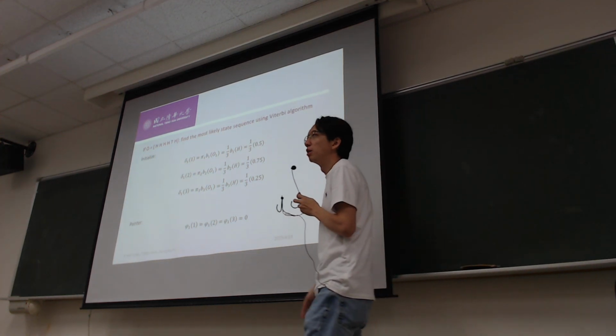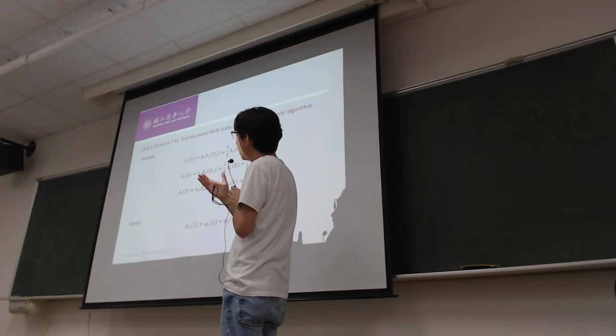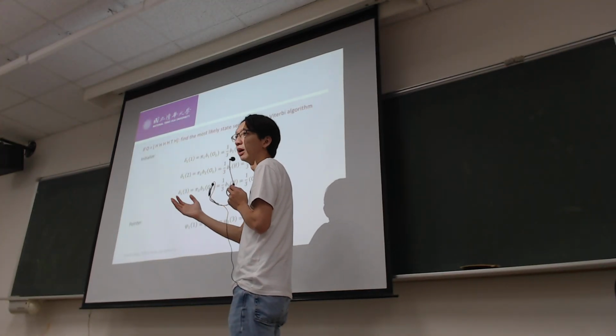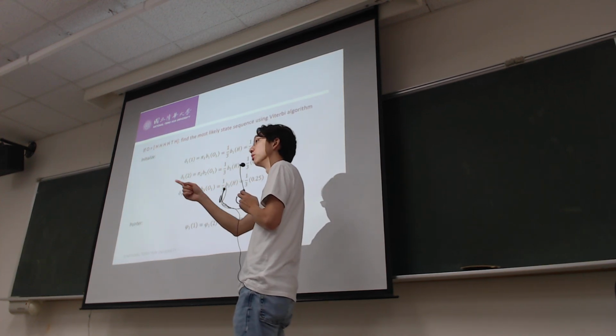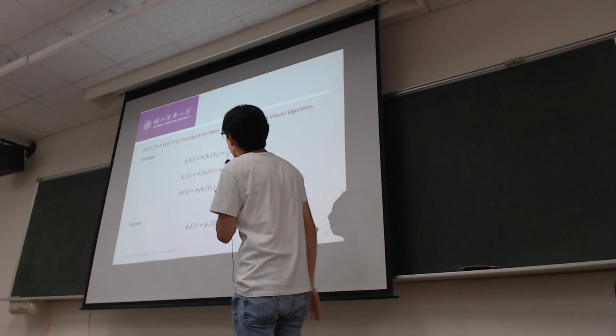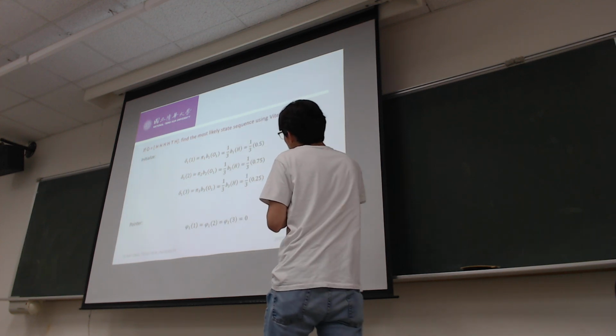Now somebody tells you the observation is head, tail, head. We need to use the Viterbi algorithm to find the most probable state sequence. We can exercise that algorithm. Let's try to use it with the Viterbi algorithm.